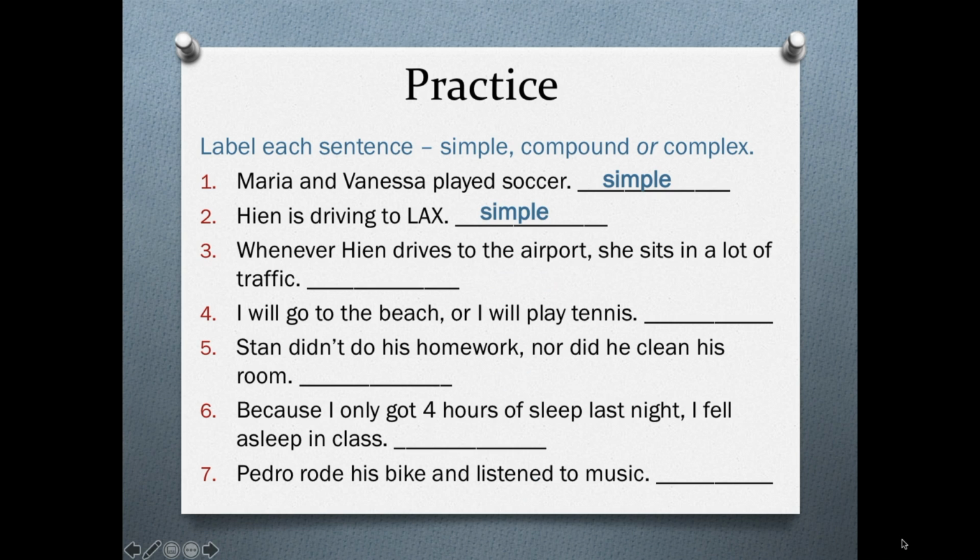Number 3, "Whenever Hien drives to the airport, she sits in a lot of traffic." You should have said complex. Remember, whenever is a subordinating conjunction. "Whenever Hien drives to the airport" is going to be a dependent clause. And then "she sits in a lot of traffic" is an independent clause. So those two combined together make up a complex sentence. Number 4, "I will go to the beach or I will play tennis." You should have said compound, right? "I will go to the beach," or, coordinating conjunction, "I will play tennis."